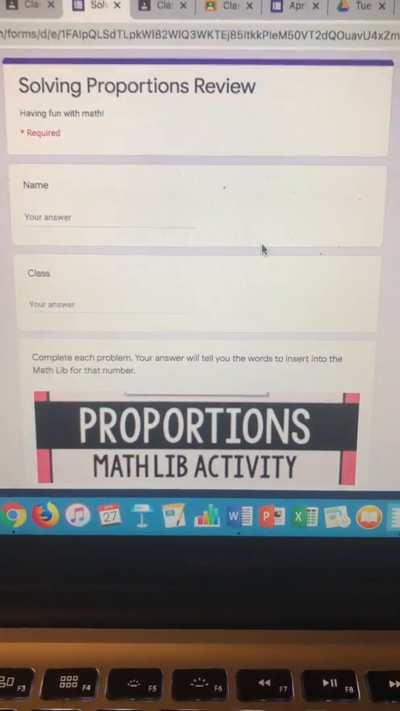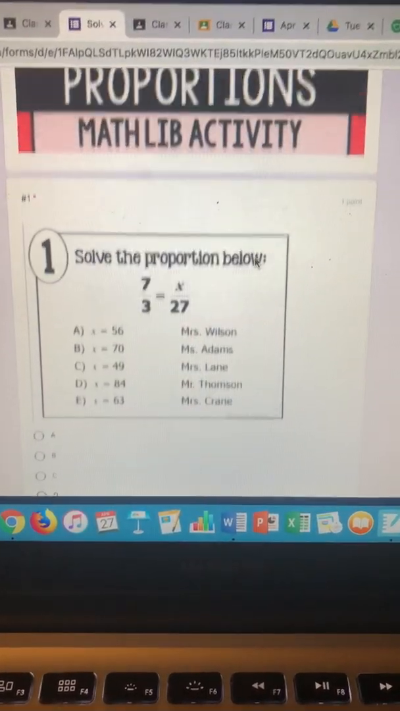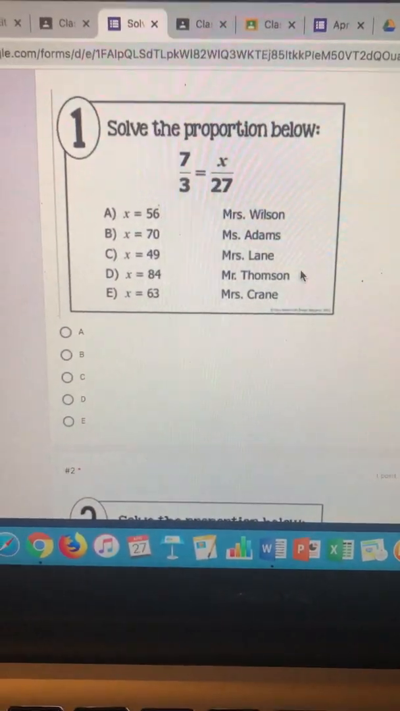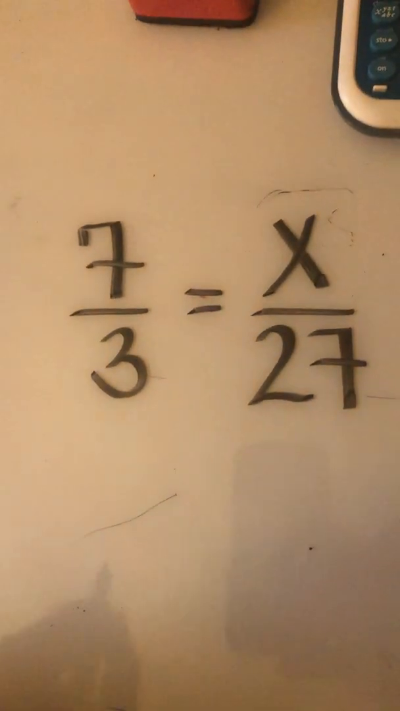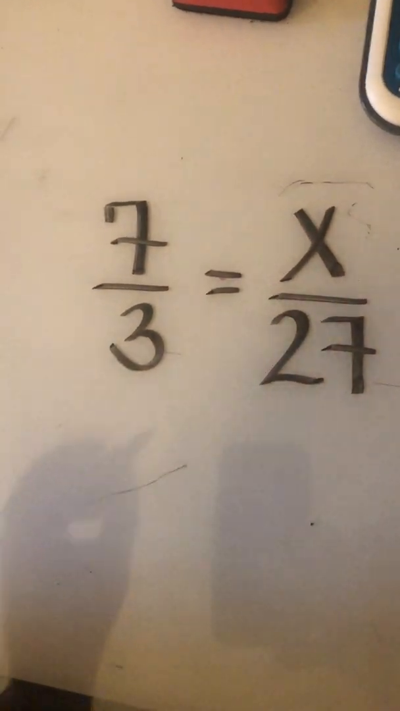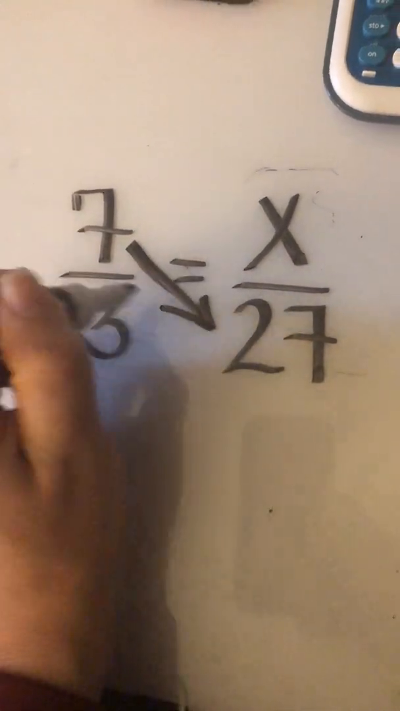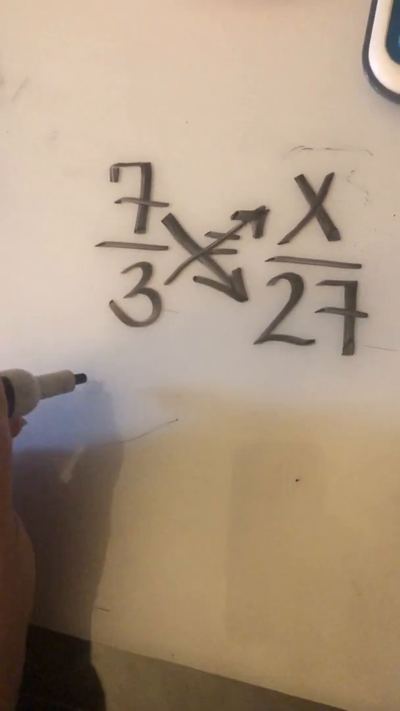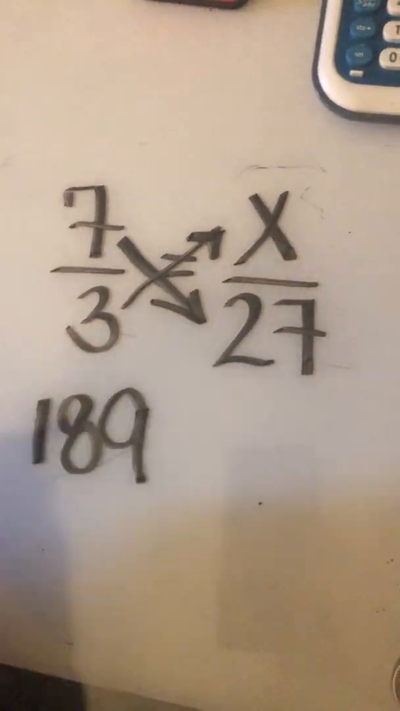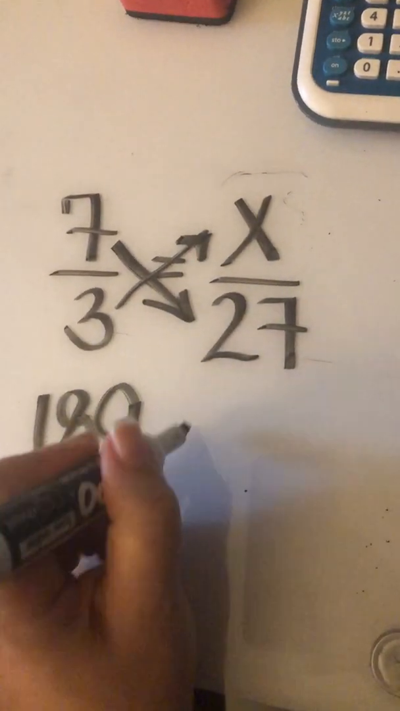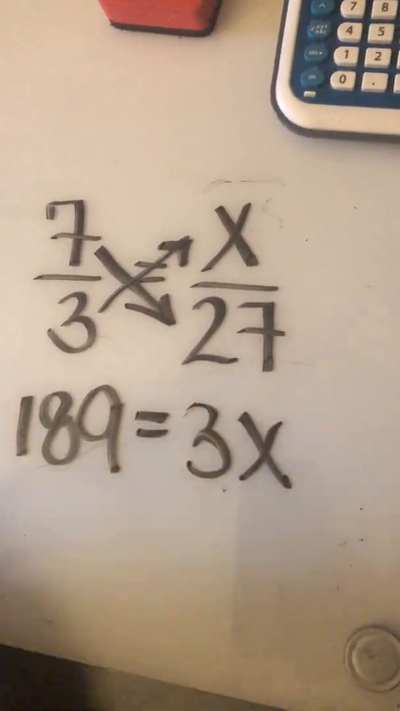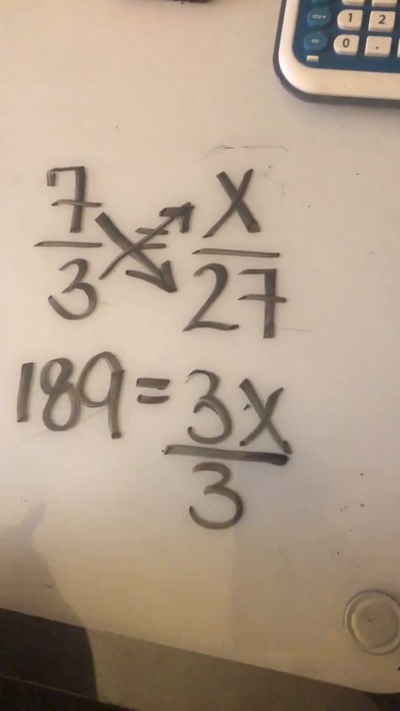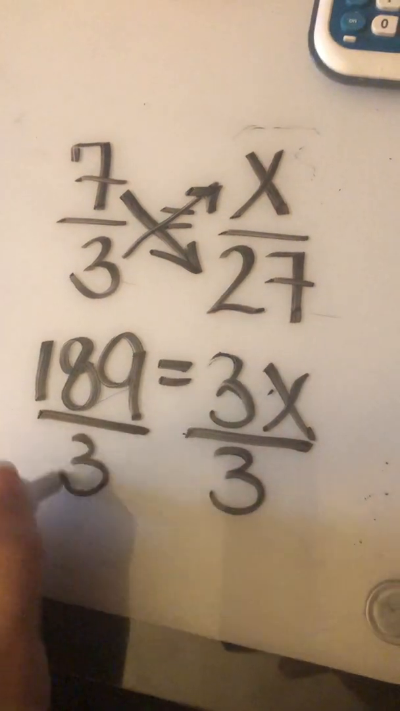It is another Mad Lib, so we did one of these before. You're going to practice solving proportions. I'm going to do this one for you just as a reminder. If we were solving the proportion 7 over 3 equals x over 27, what you do is you cross multiply. So we do 7 times 27, which gives us 189. And then we do 3 times x, which gives us 3x. And then the last thing you do is you divide by whatever number is next to the x, because right now it's multiplication, so we do the inverse and divide.